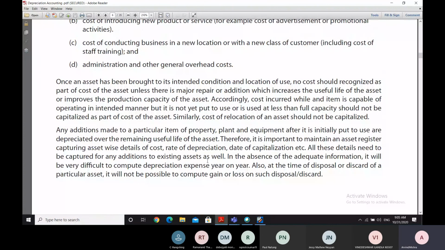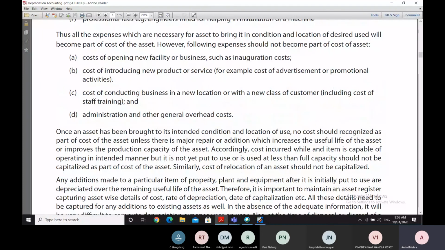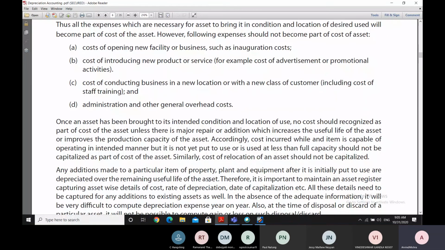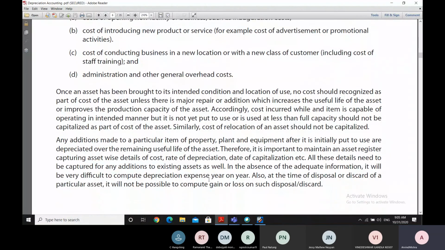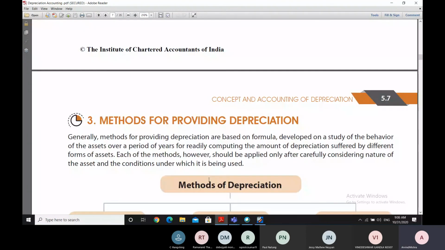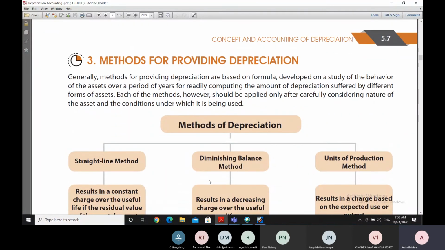So having understood how depreciation is to be calculated broadly on the cost minus the residual value and allocated over the useful life, and that any addition made to the asset, or the cost of the addition, will also be depreciated over the remaining useful life of that asset, now we come to the methods that are there for providing depreciation in the accounts.